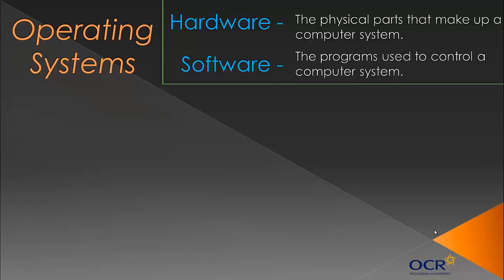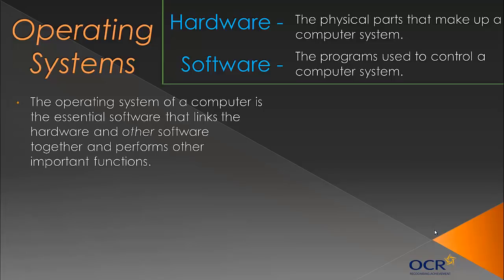So first of all, we've got to look at what is known as an operating system. Hopefully you would have heard of what this is, but essentially it's the essential software. Your computer needs an operating system for human interaction to take place. Basically what it does is link the hardware and other software, so other applications, other programs, together.